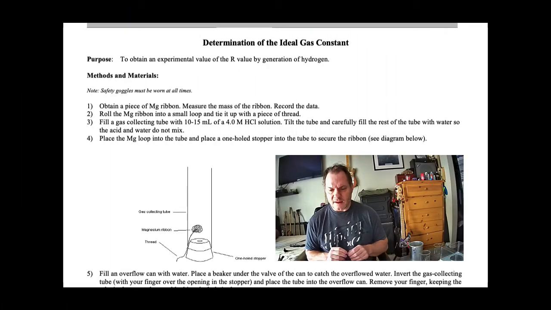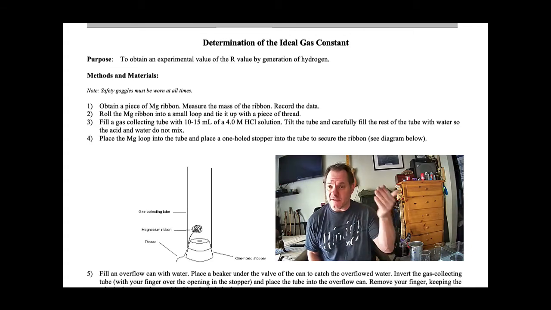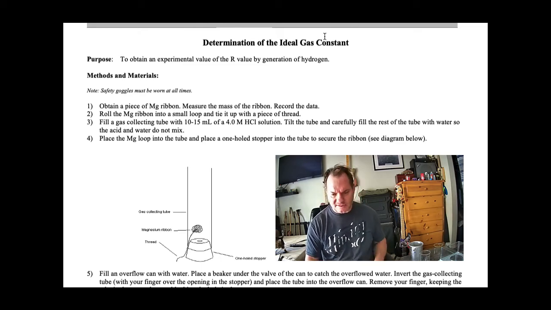Hey there. Today what we're going to be doing is determining the value of R experimentally. So what is the ideal gas constant? We know that the ideal gas constant R is a PV over NT relationship. If we can measure those four variables on a gas, we should be able to determine an experimental value of R. So let's get started with this.